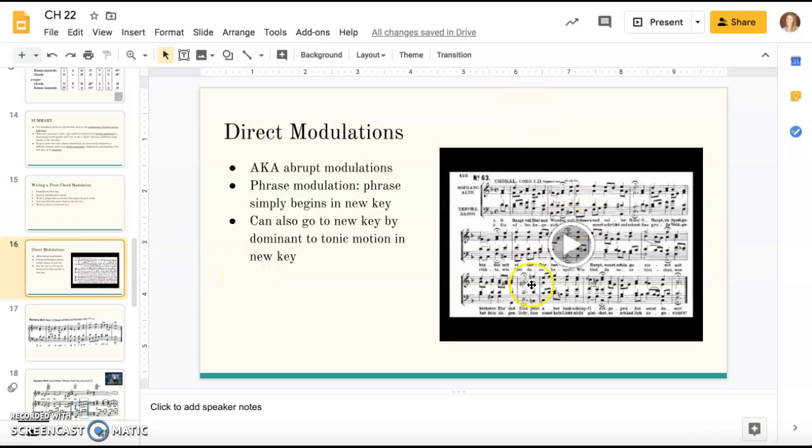So you'll have to listen to this on your PowerPoint, but direct modulations or abrupt modulations are just that. It's when you end a phrase and the next phrase is in a new key. You can also go to a new key by dominant to tonic motion in the new key, which is that 5-1 movement, because that's very effective in tonicization, but then you're continuing in it. But really a direct modulation is a now we're in a new key, now we're in a new key, now we're in a new key. We're not really smoothing it out and transitioning.